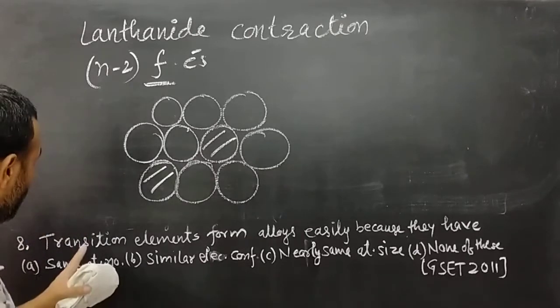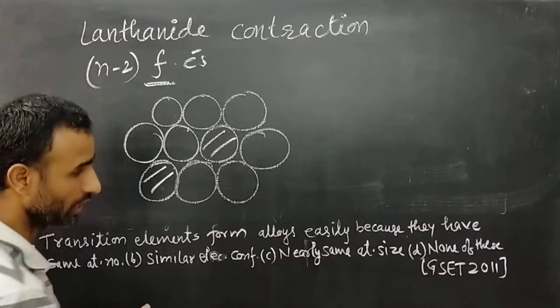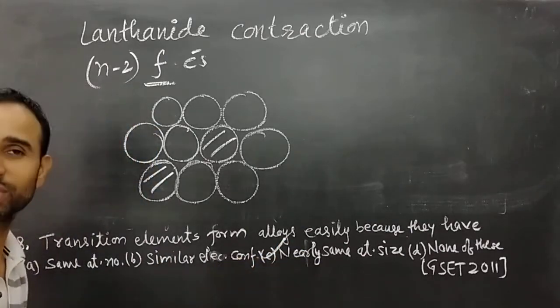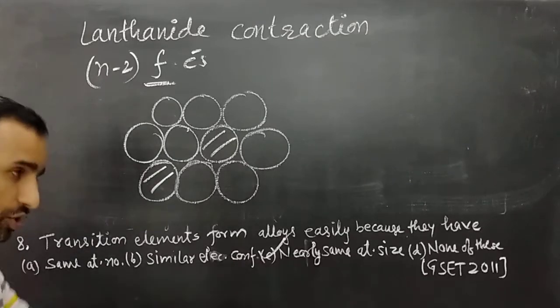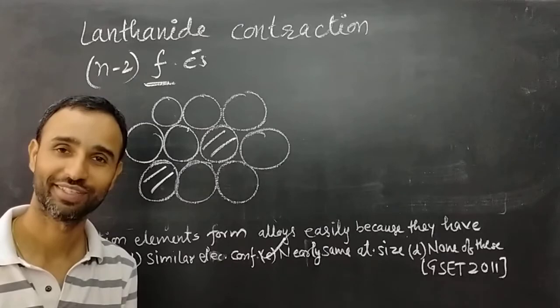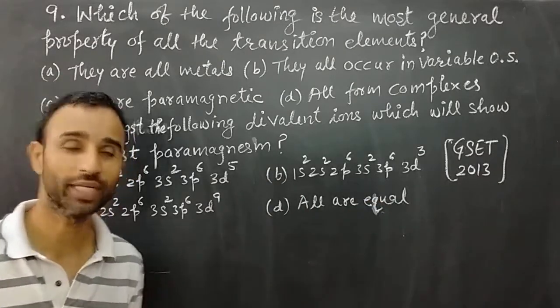Okay, that's why transition elements, they have almost similar size. That's why they are used to form alloys. So option C is correct. This question also came in GSET 2011. Okay, so these are the questions from GSET 2013.